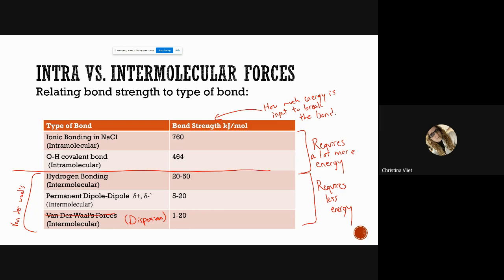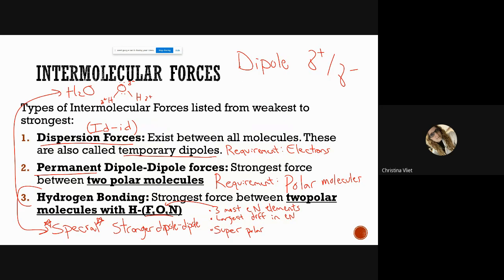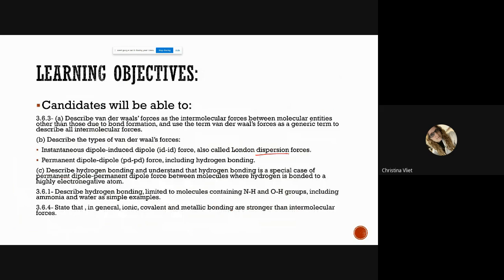Here, van der Waals. All three of these are considered van der Waals. If you look back at the Cambridge objective, it says to use van der Waals as an umbrella term for all intermolecular forces. So I wanted to point out that change in terminology. It says it right here. Describe van der Waals forces as the intermolecular forces between molecular entities other than ionic and covalent bonding. So that means everything else. You can think of it as a van der Waals umbrella.